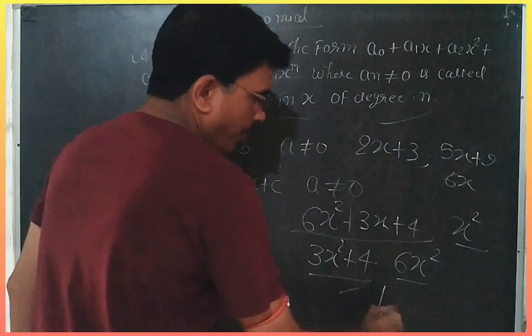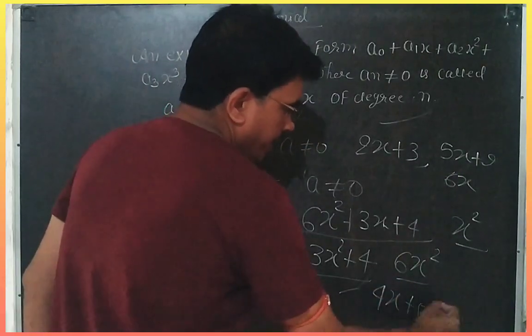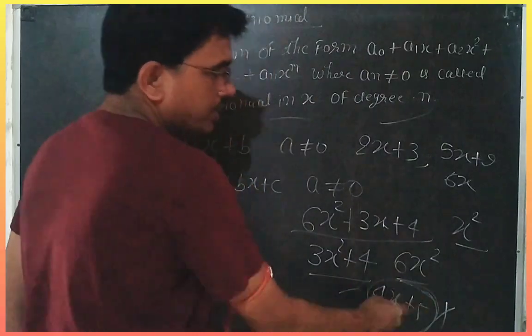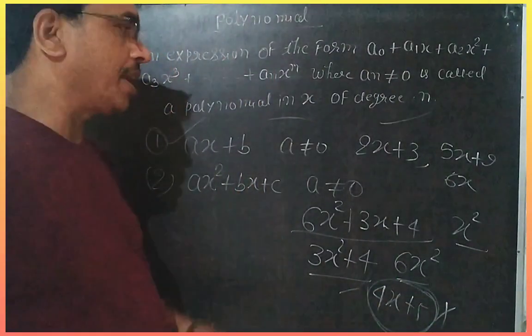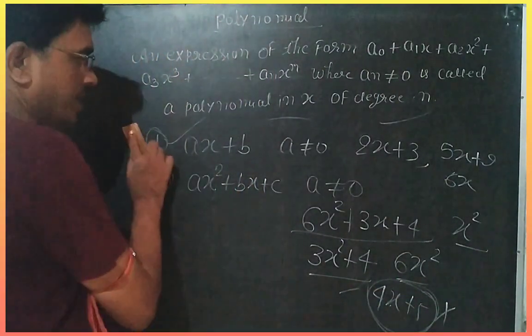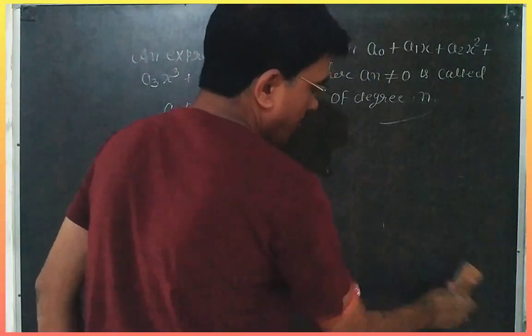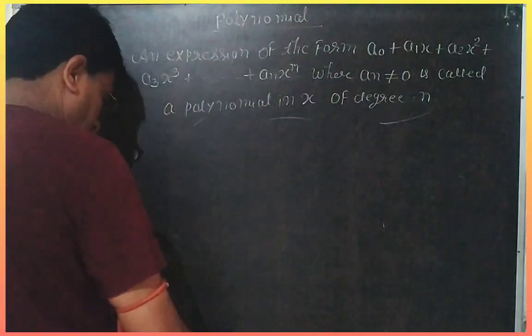But if you write 4x plus 5, then it is not a quadratic polynomial because the degree of this polynomial is 1. It is a linear polynomial. So when the degree is 1, that is called a linear polynomial. When the degree is 2, that is called a quadratic polynomial.